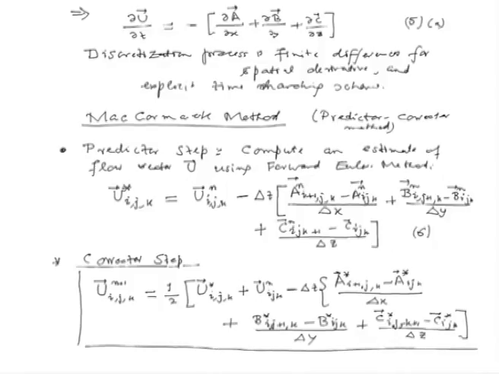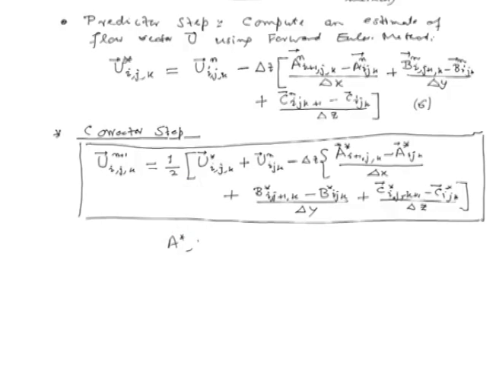So, now we have obtained our solution vector at the new time step at grid point i, j, k using an explicit scheme. And remember that these A star, B star and C star values have been evaluated using U star.